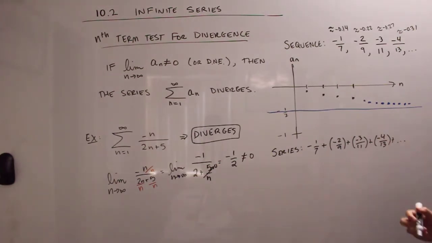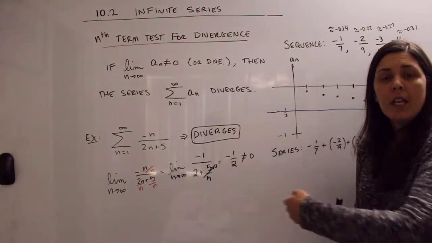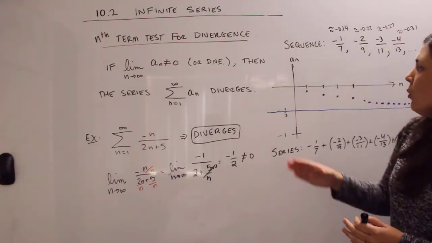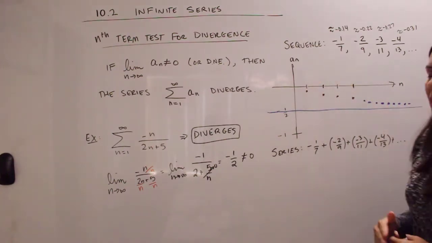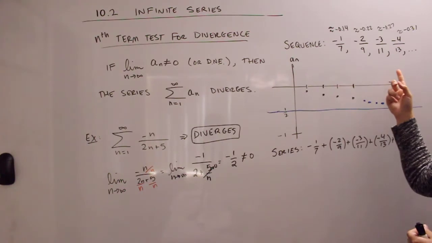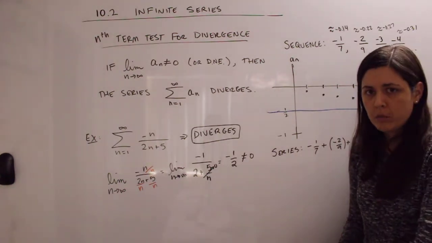Okay, so this series we just figured out diverges. And why does it diverge? Think about why it's going to diverge. Well, this sequence is approaching negative 1/2. If we keep going toward infinity with these terms in the sequence, think about how that affects it if I were to add those terms together.